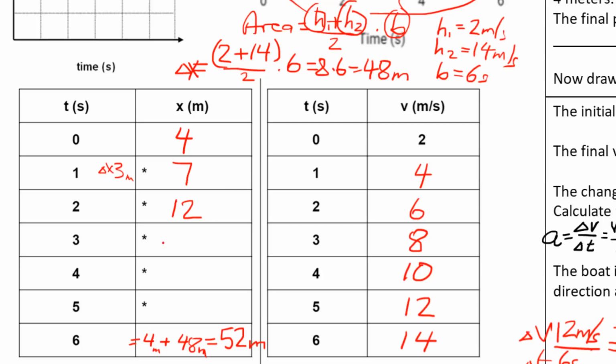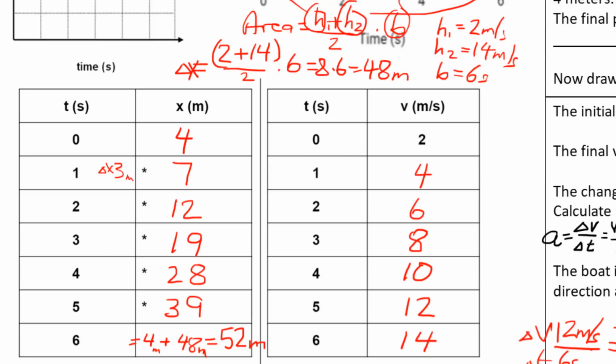12 meters at 2 seconds. Let's do it again a little more detailed at 3 seconds. I started at 2 and went to 8 meters per second. 2 plus 8 is 10, divided by 2 is 5. 5 times 3 seconds tells me I went 15 meters, plus my initial 4 meters. I'm at 19 meters. And I'll fill out the rest of the table here.